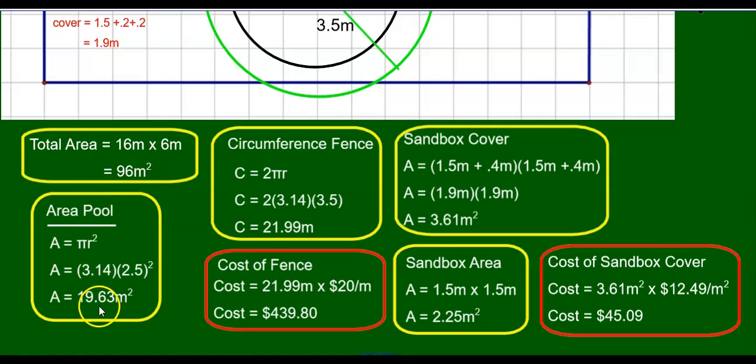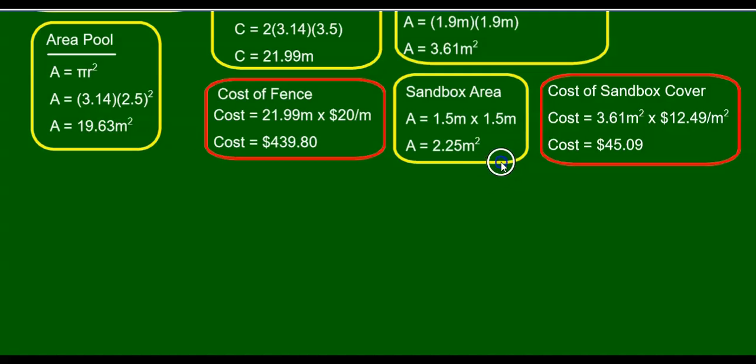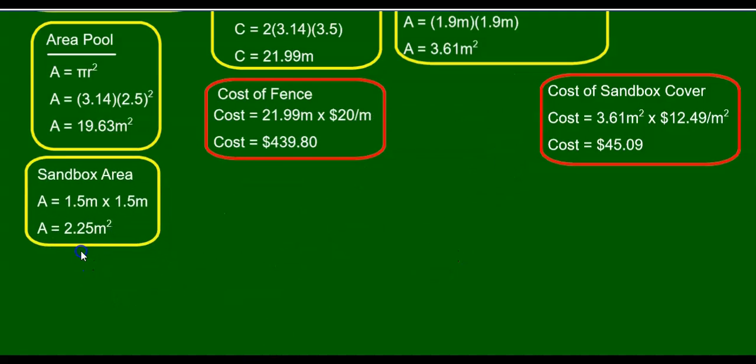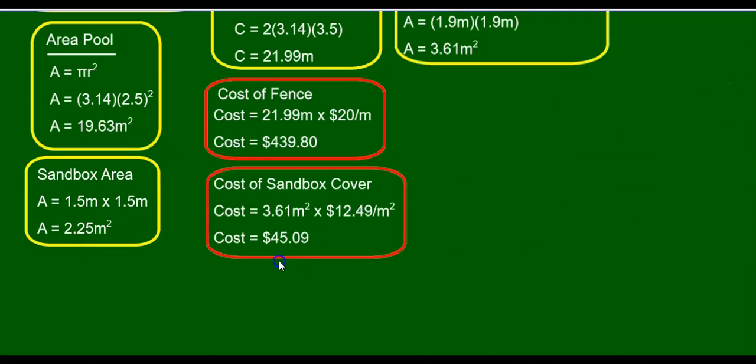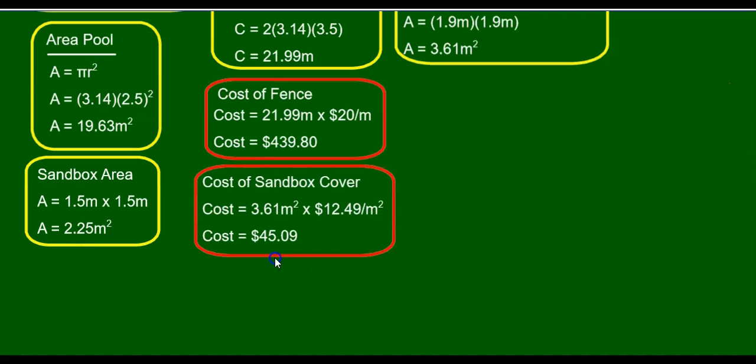So far the total area of the play area is 96. We're going to subtract the pool, and now we're going to subtract the sandbox. So let's take the sandbox and put it alongside here, and that so far is what we're going to be subtracting, and this is going to be our costs so far.